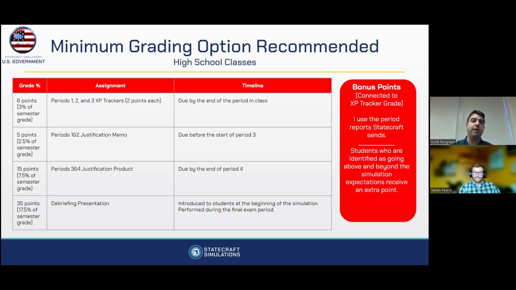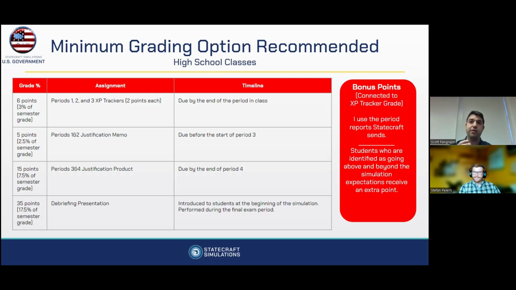And then finally, everybody does the debriefing presentation. I know I've shown this in a previous webinar, but I take the questions that Statecraft has developed and tailor them around our exam period, with different stipulations. There's a way to write a debriefing paper that exists within the resources for teachers. So you can either do the presentation or the paper. For my particular class, with the time crunch we have around exams, a presentation makes a lot of sense. And so that's what we do.